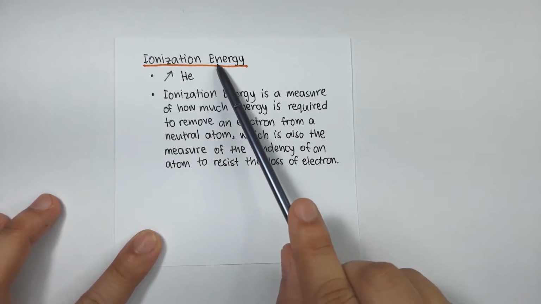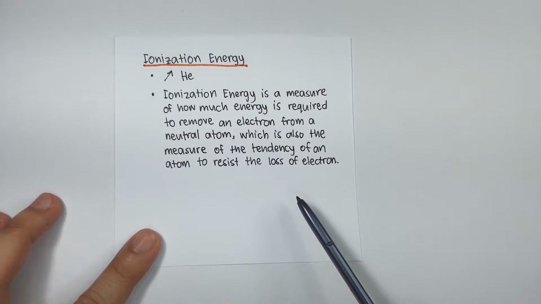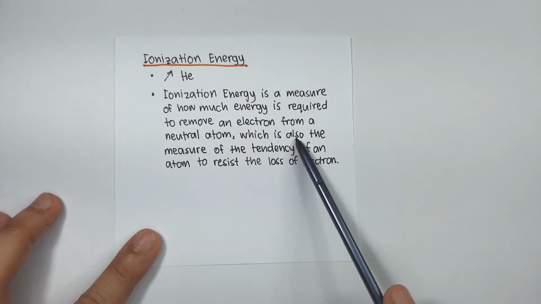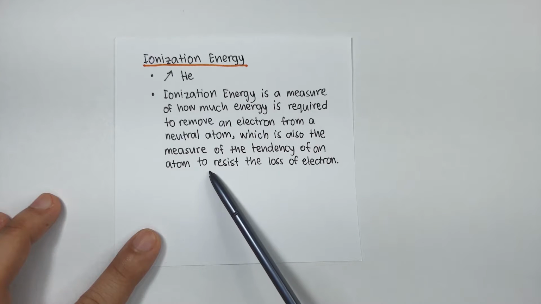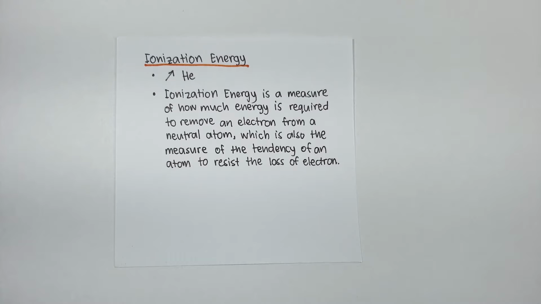Next is we have the ionization energy. Ionization energy is a measure of how much energy is required to remove an electron from a neutral atom, which also is the measure of the tendency of an atom to resist the loss of electron. Meaning to say, the higher energy required to remove an atom, the higher the ionization energy. Okay, again ha? The higher energy required to remove an atom, the higher the ionization energy. So it talks about removing an atom.